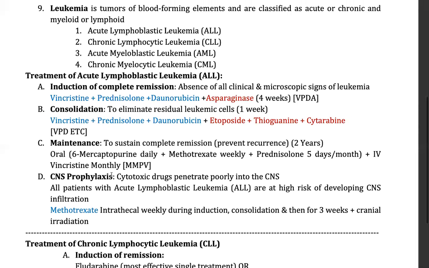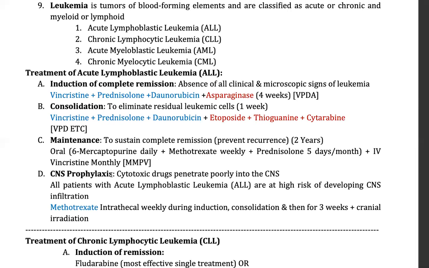So these are the four strategies of the treatment of leukemia. The first one is induction of complete remission.